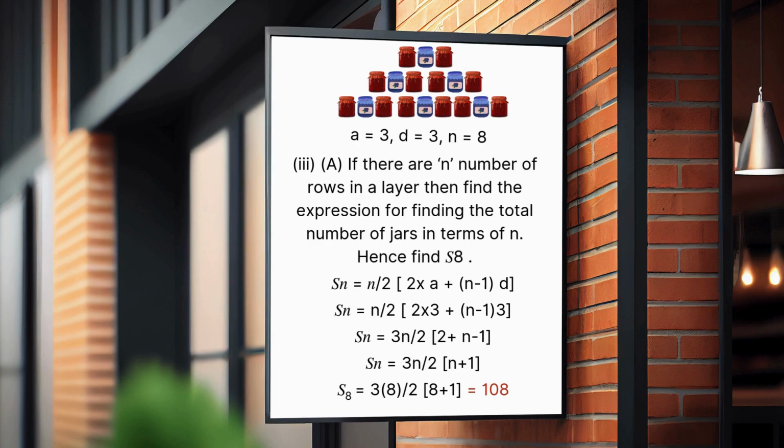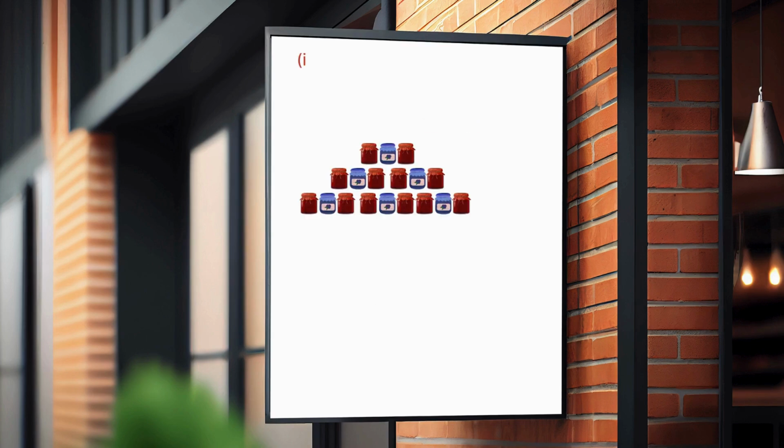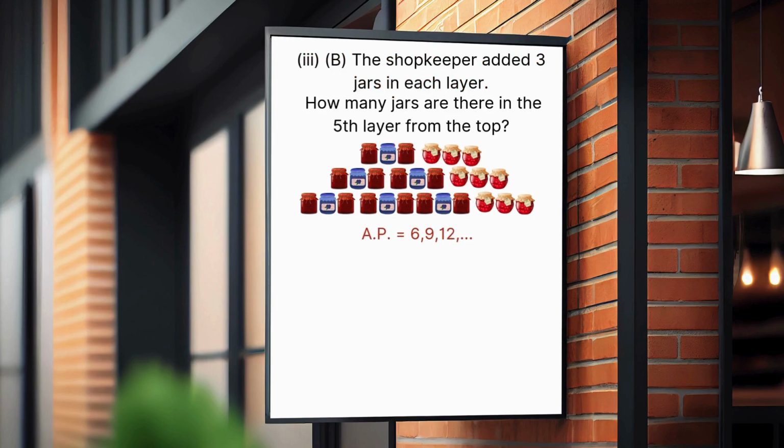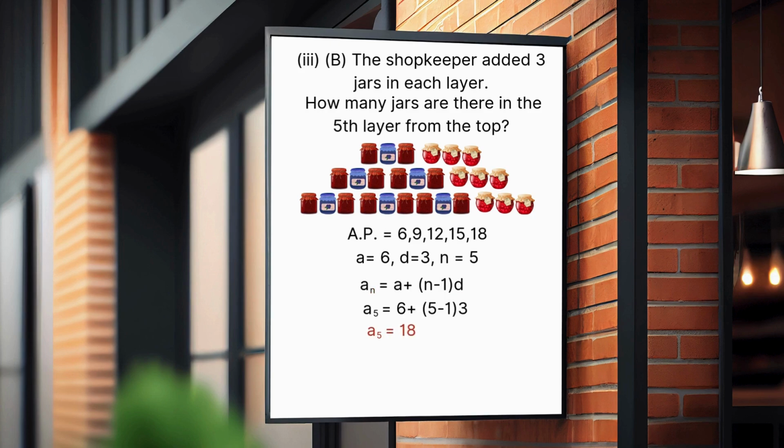Let's see the OR part of this question now. The shopkeeper added 3 jars in each layer. So now the AP is 6, 9, 12 and so on. So a is 6, common difference again is 3. an is a plus n minus 1 times d, thus a5 is 18.